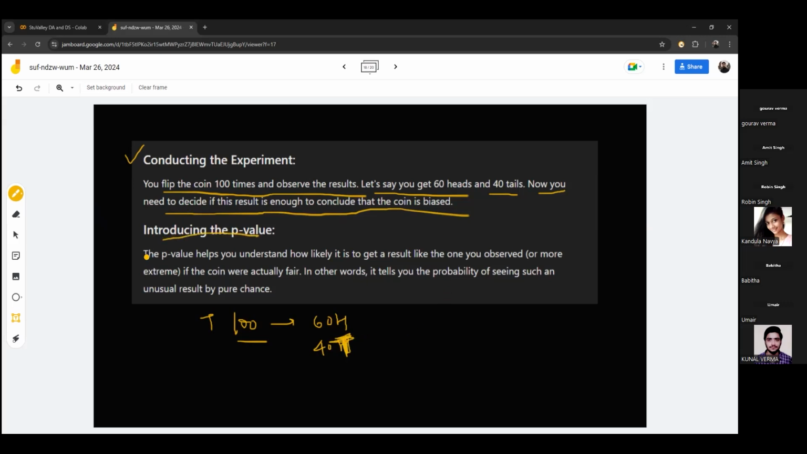Introducing the p-value. Basically 60-40, we can say this is a little bit biased, right? I think. Okay, let's see what the p-value can do for us. The p-value helps us to understand how likely it is to get a result like the one you observed or more extreme, if the coin were actually fair. In other words, it tells you the probability of seeing such an unusual result by pure chance.